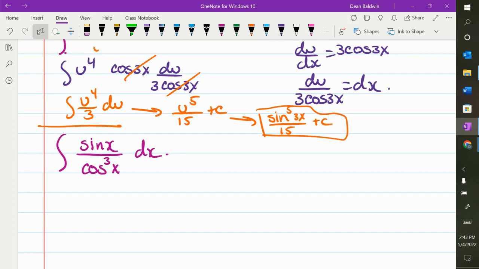All right. And if you got that, I would like you to do the one right below it: sine x over cos cubed x dx. So if we move that up all the way, it would just be cos to the negative 3. You could do that, but you don't. You will do that when you sub out the u. All right.